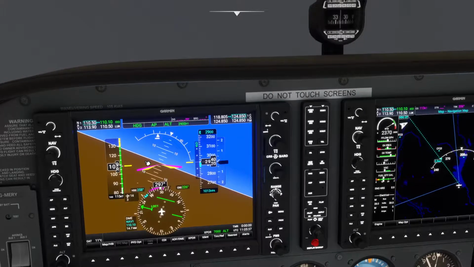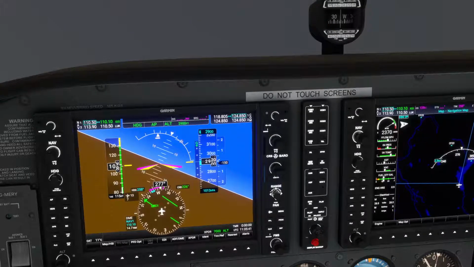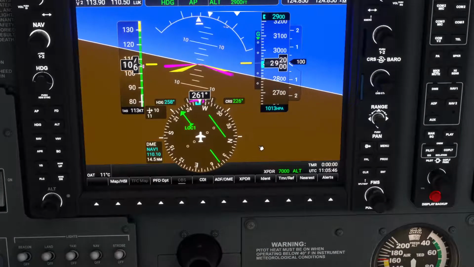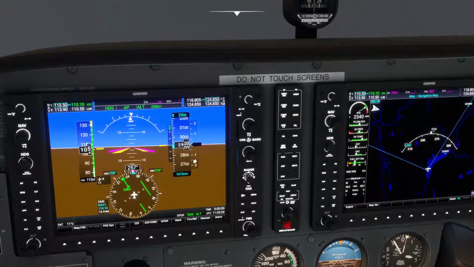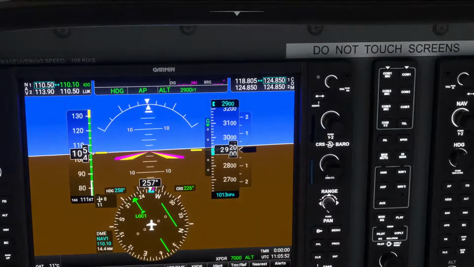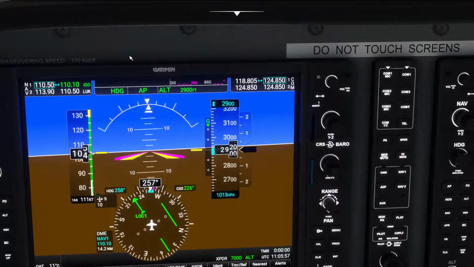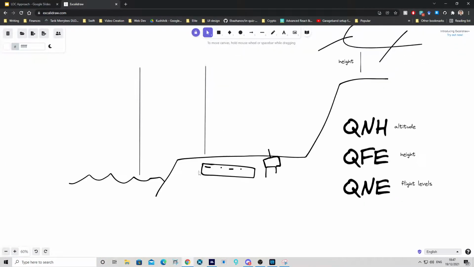And now I'm going to intercept the localizer. Does anybody know what the purple diamond here is? It's your track. Okay. Who knows the difference between track and heading? Track is the actual direction you are flying, and heading is the direction the aircraft is facing. Exactly.